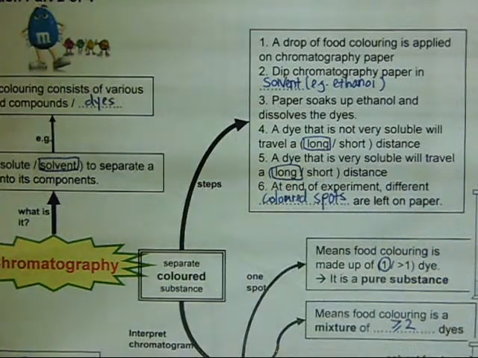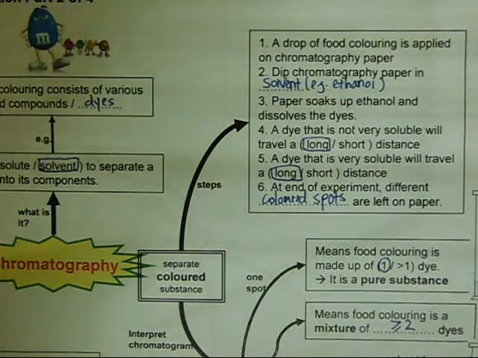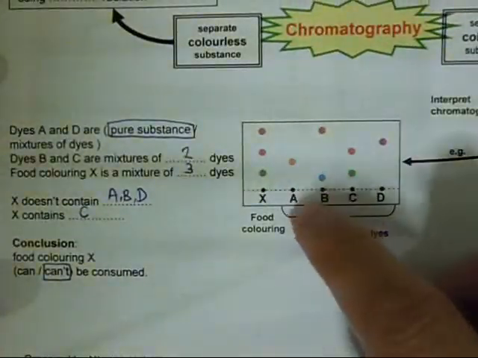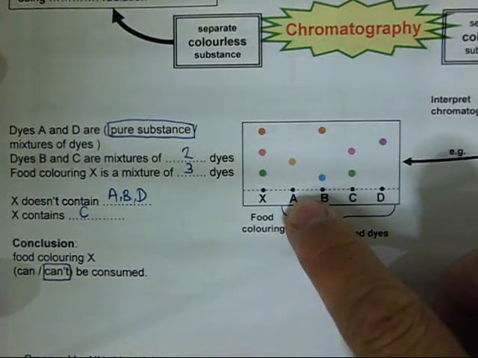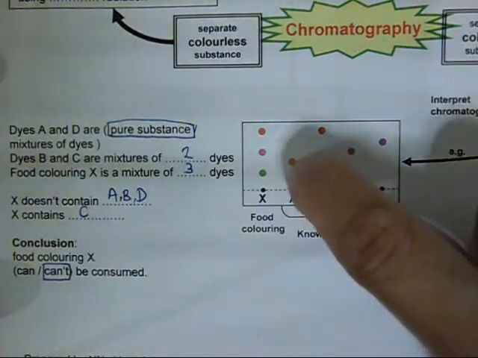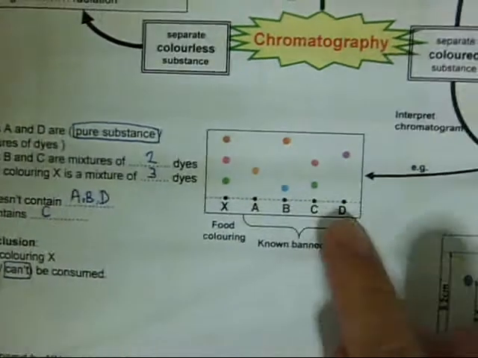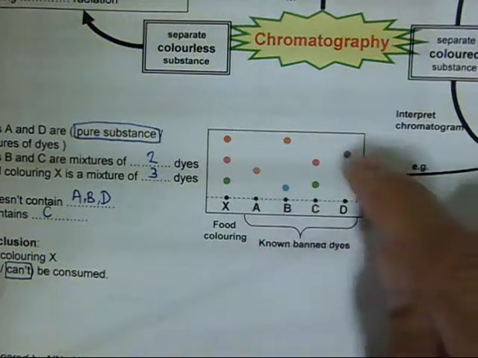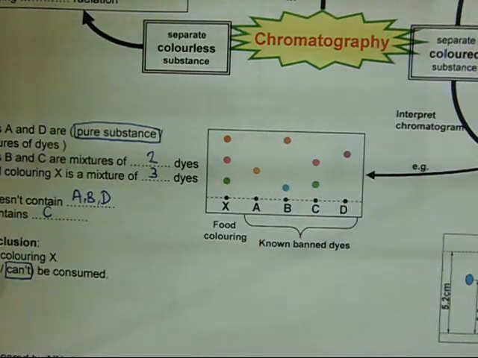So chromatography uses solubility. The distance that a particular dye travels in the chromatogram depends on the solubility of the dye in the solvent that is used in the chromatography. Let's say you have one spot. It means that this particular dye is pure because it only has one substance. So in this example here, A and D are pure substances because they only have one spot each in the chromatogram.